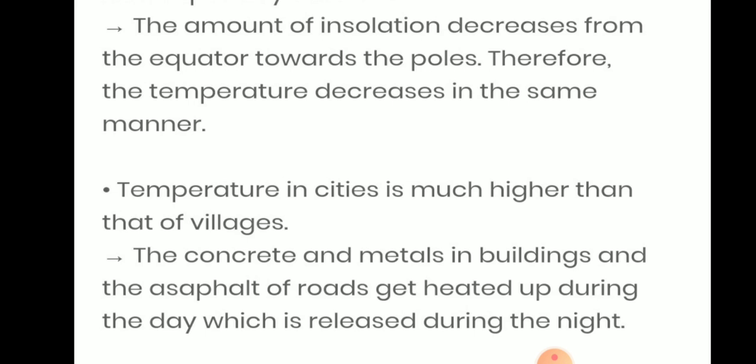So the temperature in cities is much higher than that of the village. That means the village and the city also have a difference in the temperature of the atmosphere. The concrete and the metal in buildings and asphalt of roads get heated up during the daytime, which is released during the night. So urban areas are hotter in temperature as compared to rural areas.